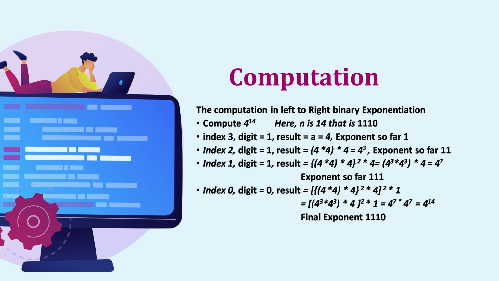Next case, we simply square that particular value and multiply it by 4 because the digit is 1. So it becomes 3 into 3 into 4, so 4 to the power 7. Exponent so far is 1, 1, 1, which is 7 itself, right? And in the final case, it is 4 to the power 7 into 4 to the power 7. So the final exponent is basically 14, and that's what you get towards the end. This is how this particular algorithm works.